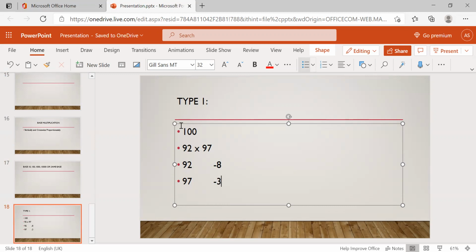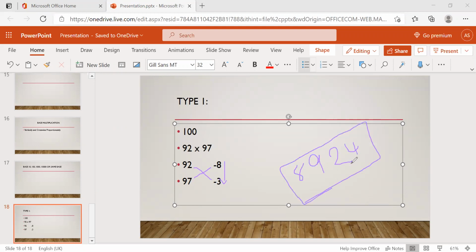Now, what do we have to do here? Consider this vertical multiplication. 8 into 3, minus 8 into minus 3, is 24. And add these two, or these two, anything is okay. We get the same value. So 92 minus 3 is nothing but 89. This is our answer.